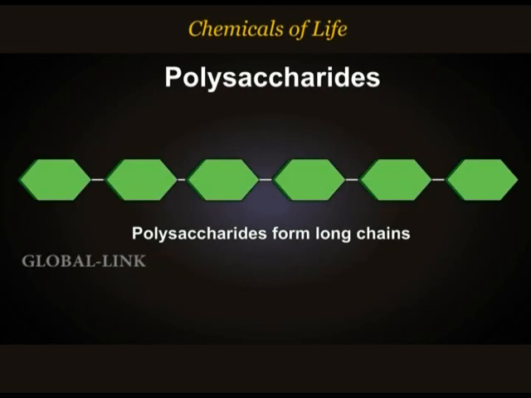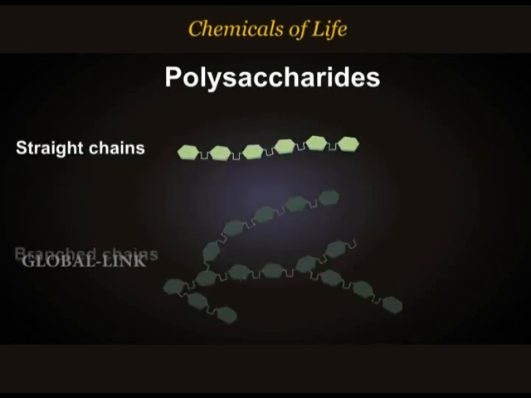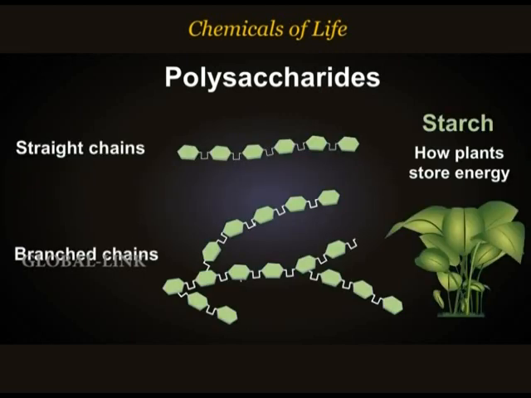Polysaccharides are formed from glucose monomers joined together to form long chains. These long chains of glucose are ideal for storage. The chains can be flat or branched. Plants store starch. This may be in the form of amylose, which is straight chain, or amylopectin, which is branched.